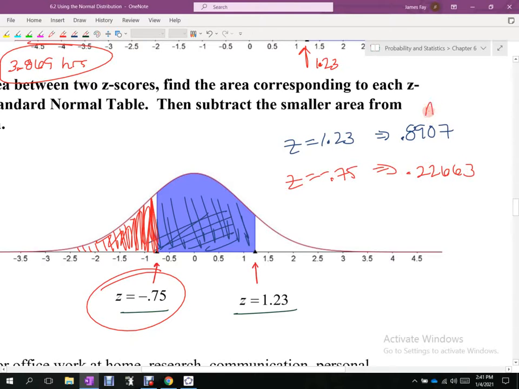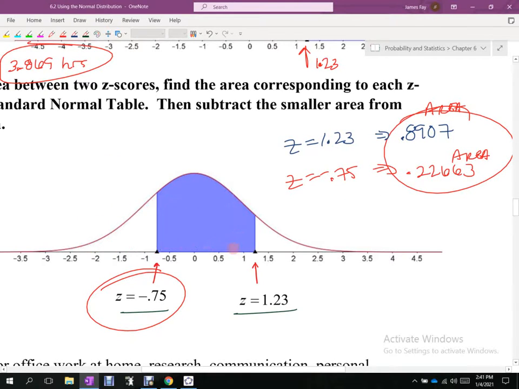Okay, so this is the area associated with the z-score of 1.23. This is the area associated with a z-score of negative 0.75. What can I do with those two areas to find that blue area? Subtracting. So 0.8907 minus 0.22663, and we get 0.66407.